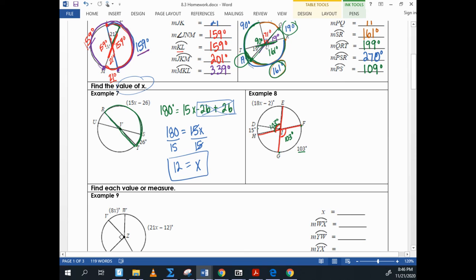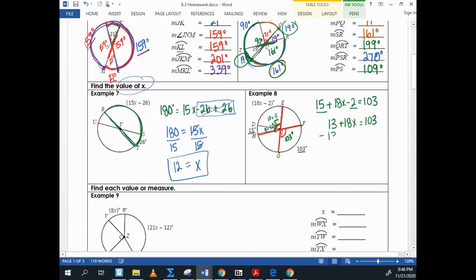Now, remember right here, these two angles are the same. So this angle is 15 degrees. This angle in here is 18x minus 2 degrees. When I add those together, I should get that 103. So let's go ahead and try that. I have that 15 degree angle, plus 18x minus 2, is equal to 103. And then let's go ahead and solve. We could combine some like terms here. 15 minus 2 is 13, plus 18x is equal to 103.